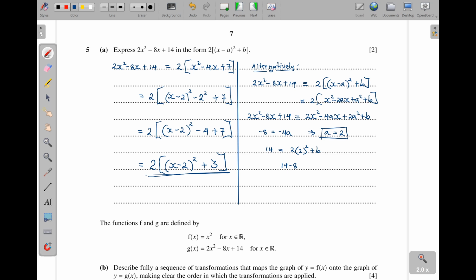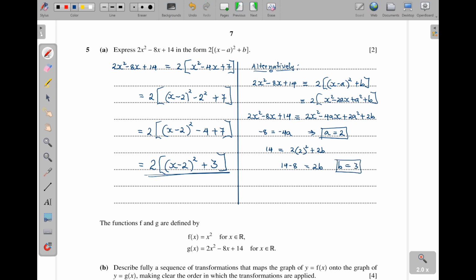Okay? B, oh, there is a mistake here. Excuse me, I was supposed to put a 2 here, because 2 multiplies everything. So this is 2b. Now this is equal to 2b. So that means b is going to be 6 divided by 2, and that will be a 3.